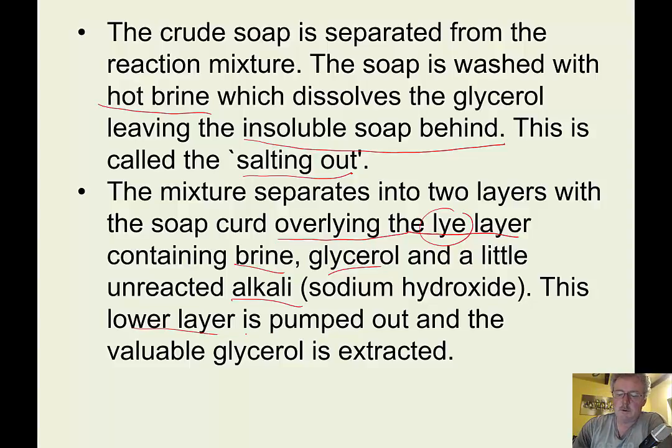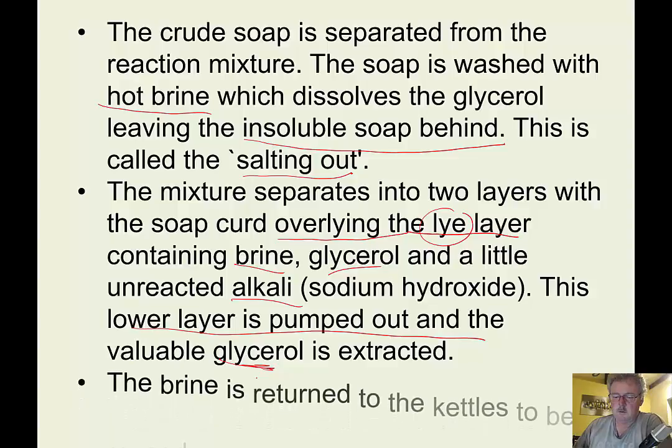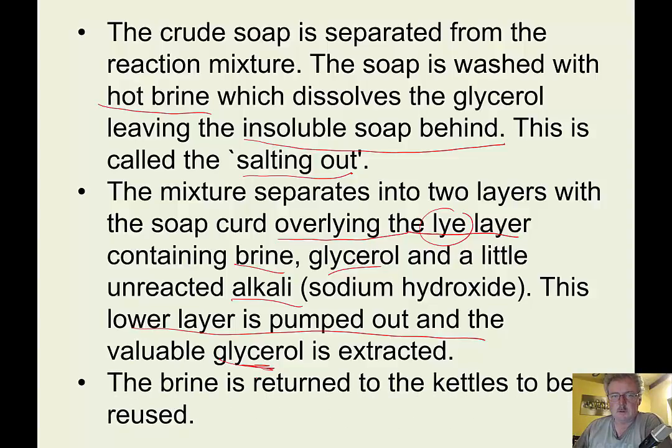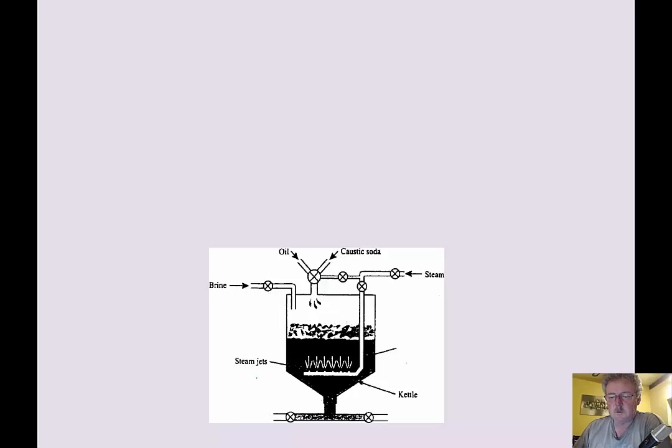This lower layer is pumped out and the valuable glycerol is extracted, so we keep that and we can use that again. Brine is returned to the kettles and that can be reused. And here's the process. So we have a kettle, brine is injected in, oil and caustic soda are injected in, steam is used to heat.